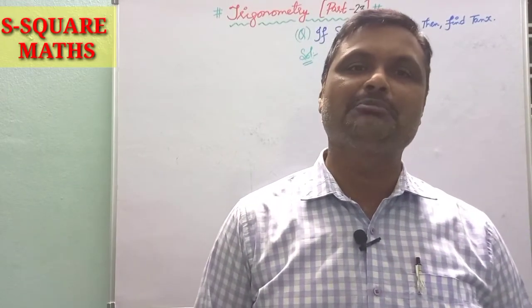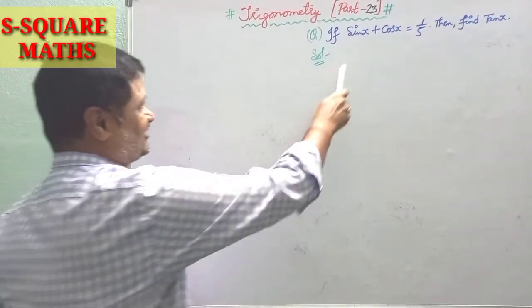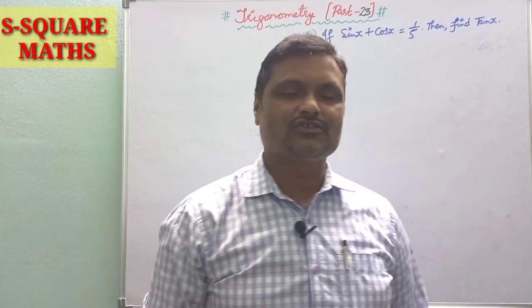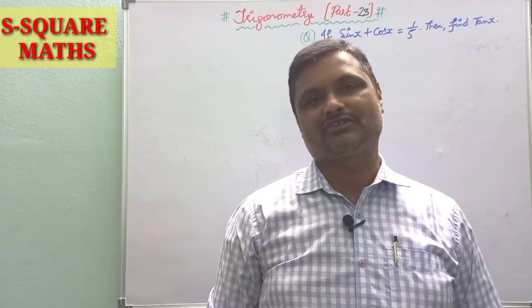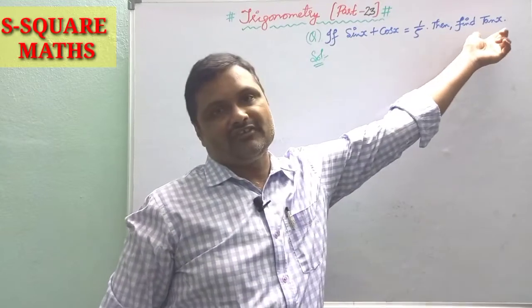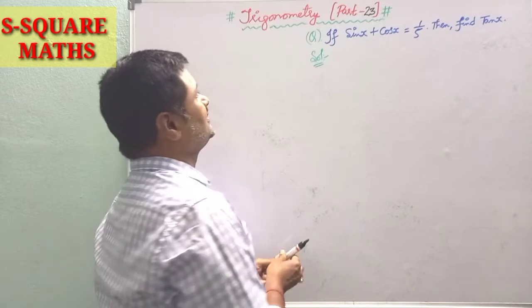Now the important question for various competitive examinations follows. If sin x plus cos x is 1 by 5, then we have to determine tan x. So don't be confused by seeing the question. This is given, and we have to find this one. So let us go through the various steps now.